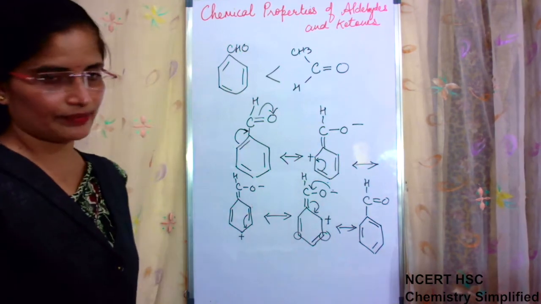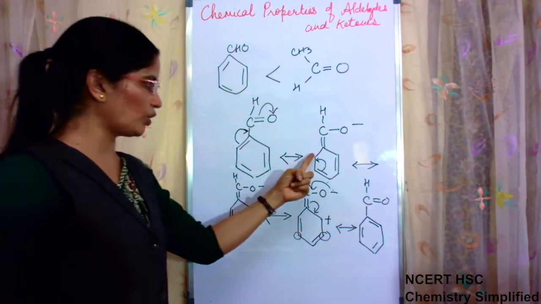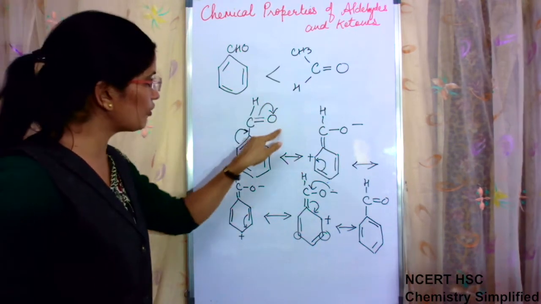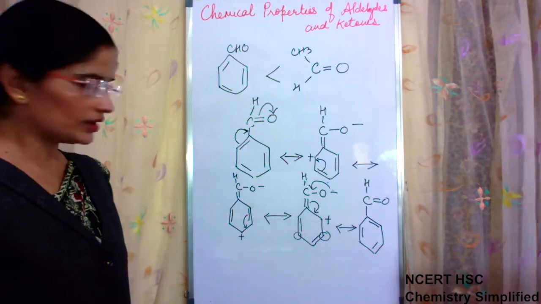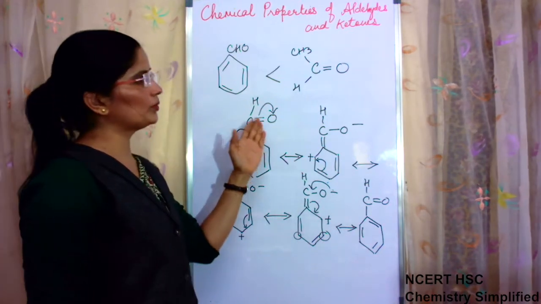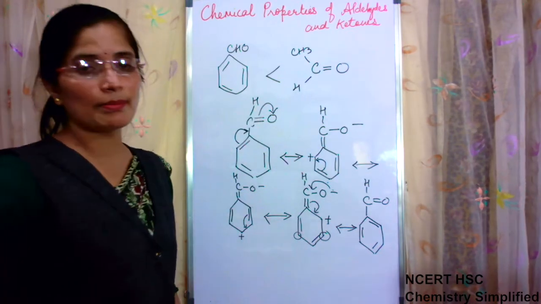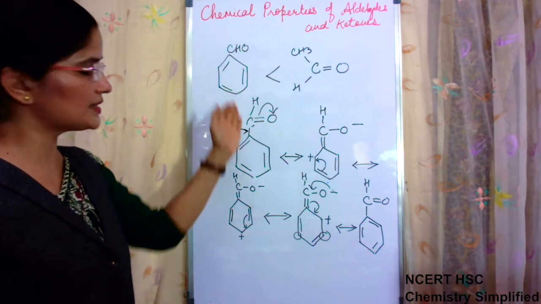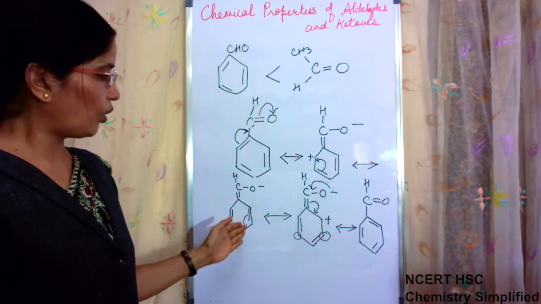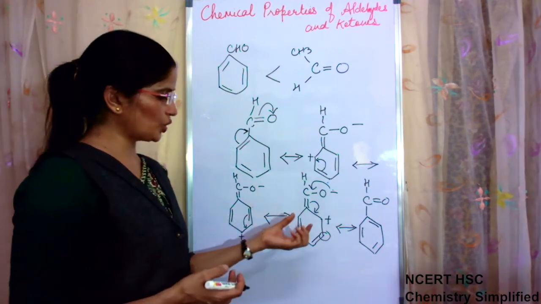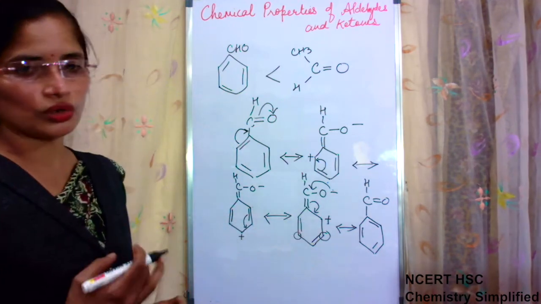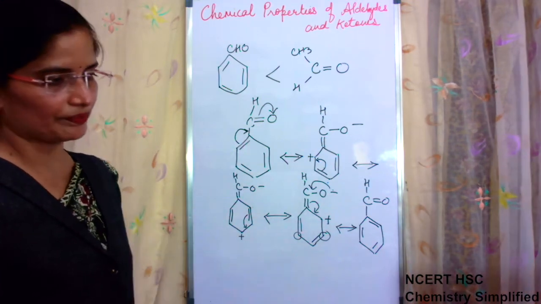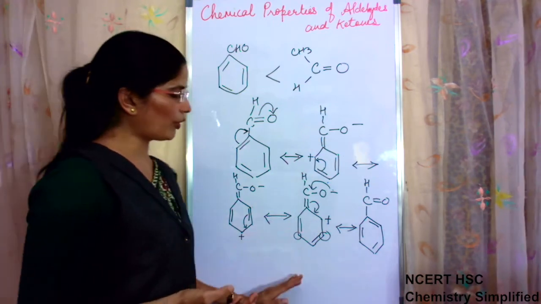Meta positions, because electron density on ortho and para has been reduced because of the effect of this group present. Clear? So the aldehyde group, or you can say benzaldehyde, is a meta directing group. Whatever reactions we will see in case of benzaldehyde, all incoming groups will be attached on the meta position and not on the ortho and para positions, because of the reason which we have just seen. Okay, so this was important.